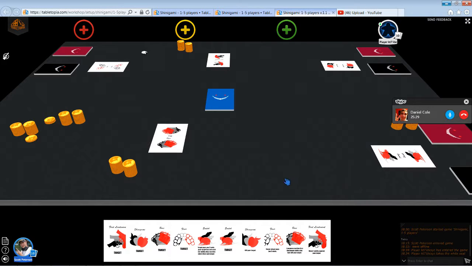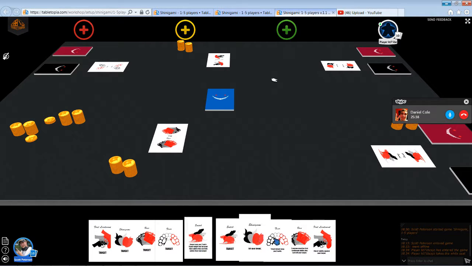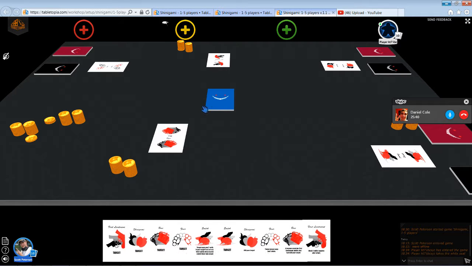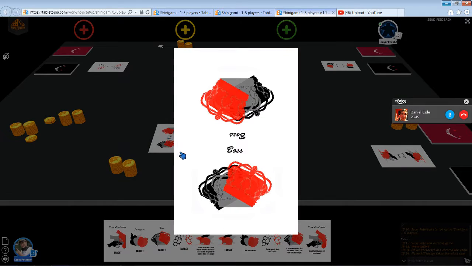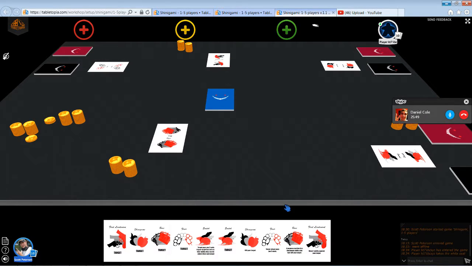Start recording. Okay, hey everybody, Daniel and I are going to show you how to play Shinigami. We each have five different target cards, and we each have five different ability cards. We have the five event cards in the middle, and they're all shuffled up. I have the boss avatar, and he has the first lieutenant avatar in front of him.